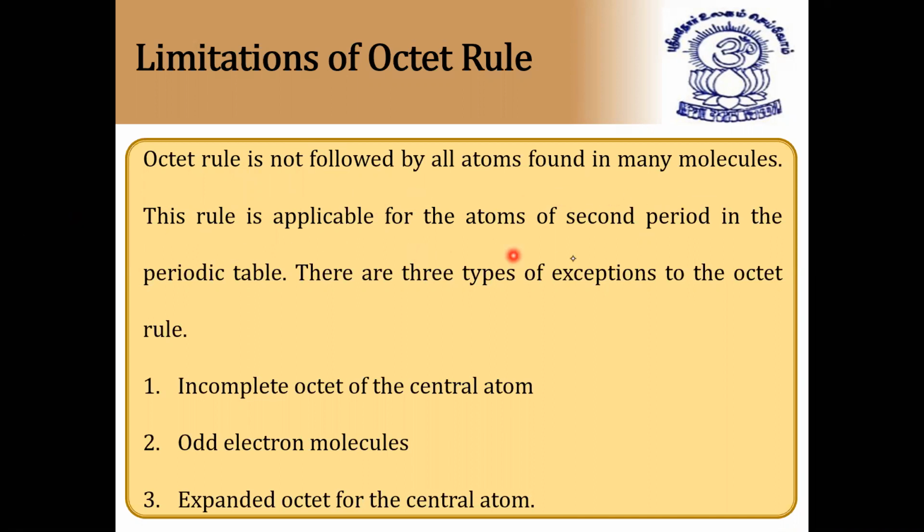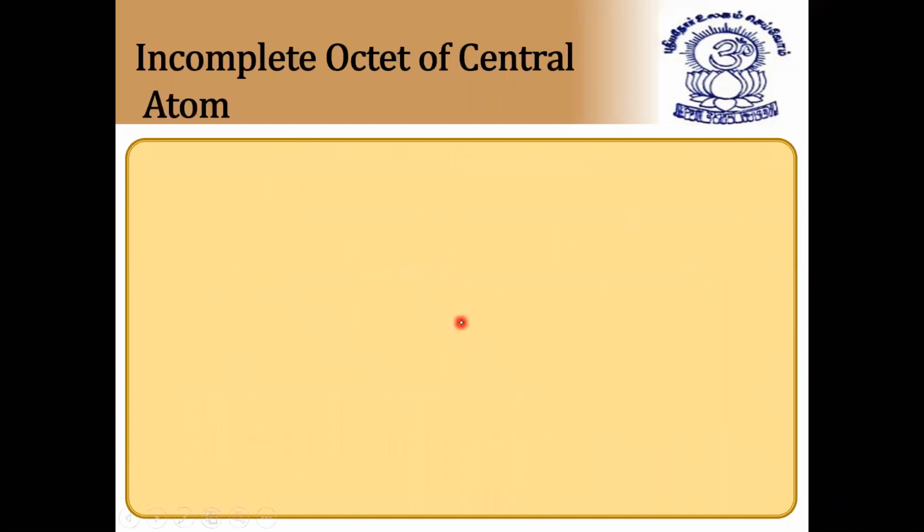This rule is applicable for the atoms of second period in the periodic table only. There are three types of exceptions to the octet rule. First is incomplete octet of the central atom, then odd electron molecules, and expanded octet. Now we are going to discuss clearly all those things.